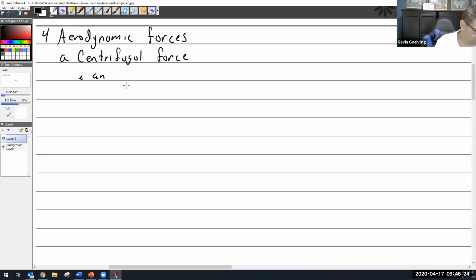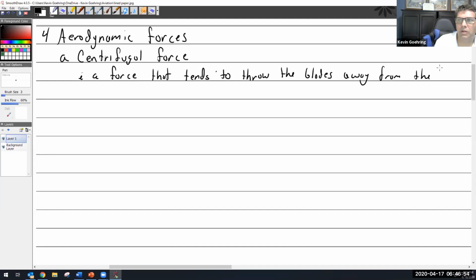A force that tends to throw the blades away from the hub. It causes stretching of the blades.